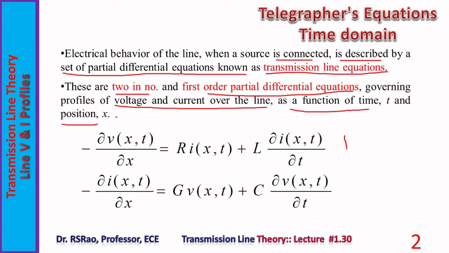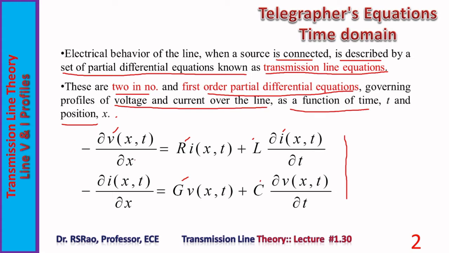Here are shown the two equations. Notice these are partial differential equations. These are in time domain. These two equations, they connect voltage and current. These equations involve R, L, G and C. These are primary constants of the line.